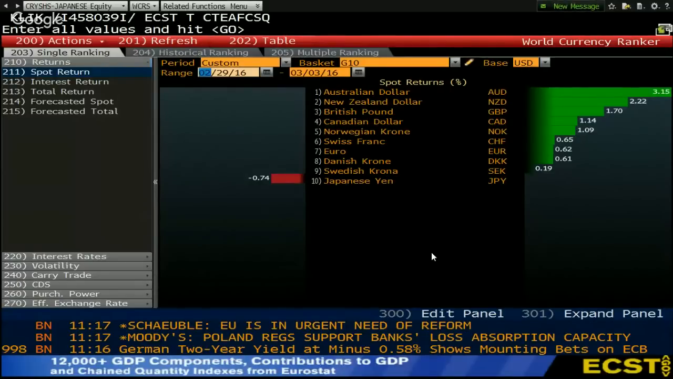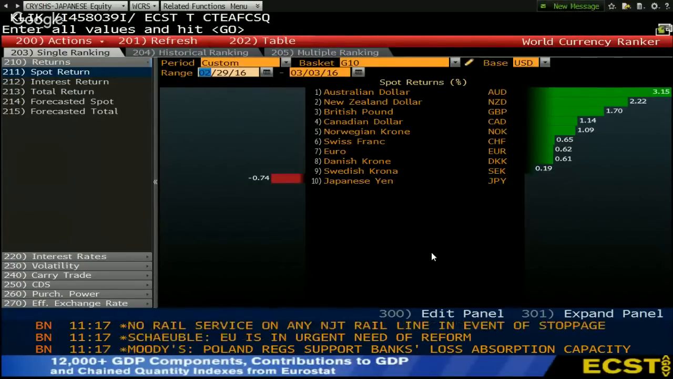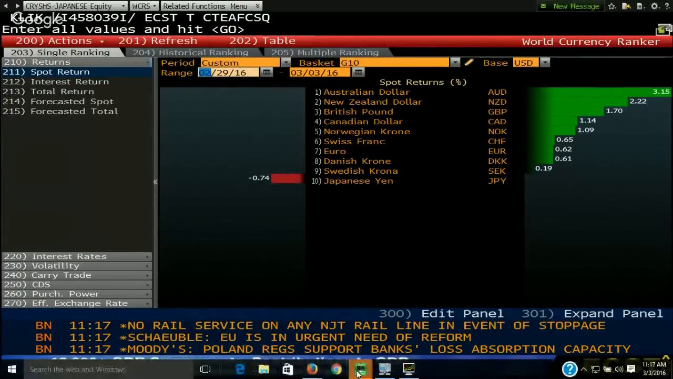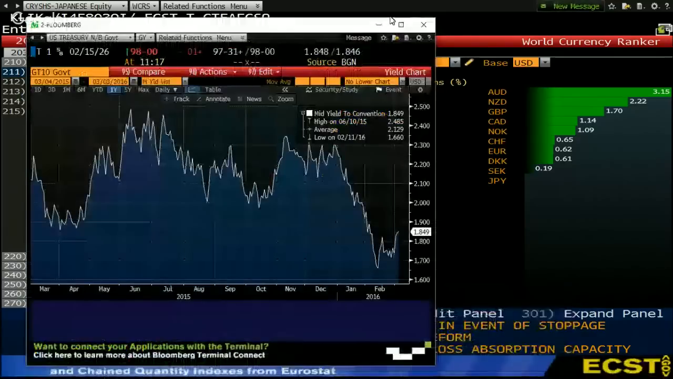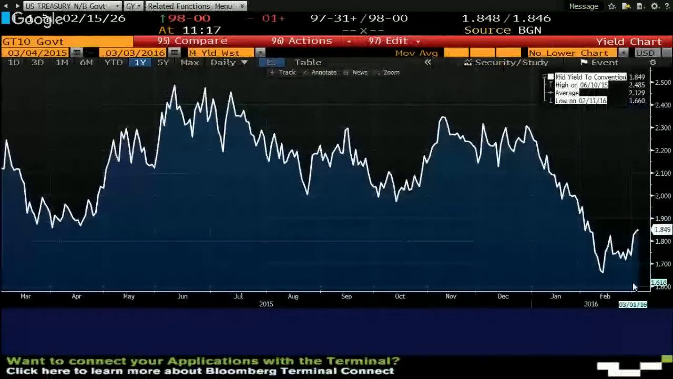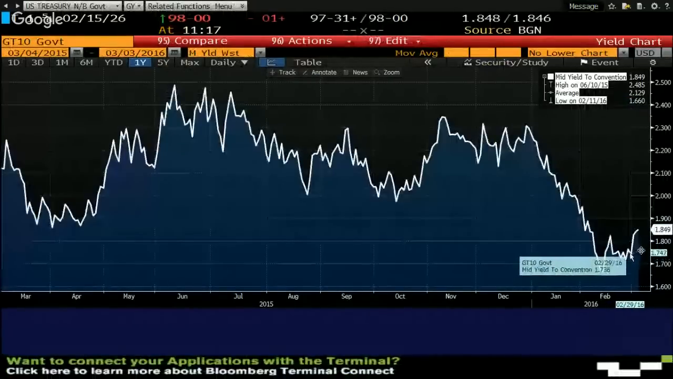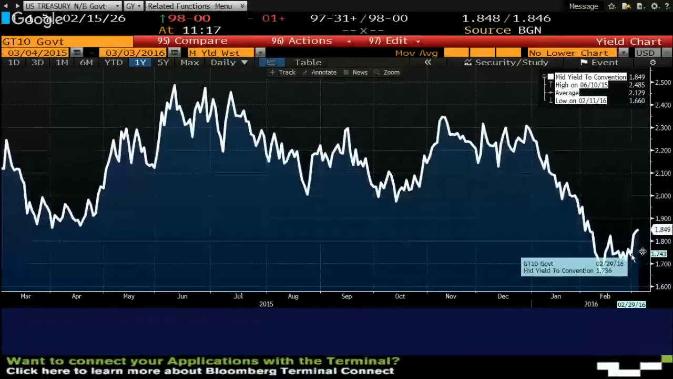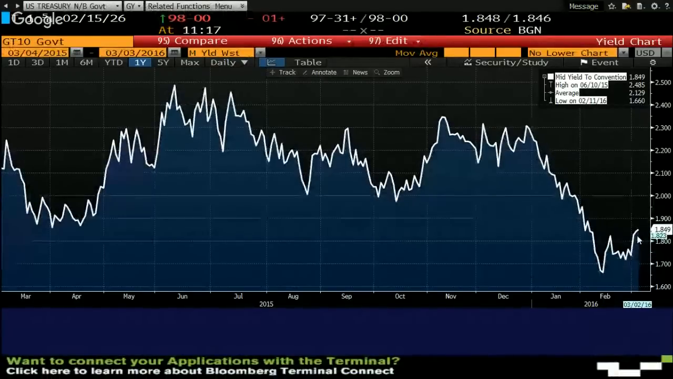What's really interesting about this move is a couple of things. First and foremost, if you take a look at this image that I was looking at earlier, which is the 10-year US yield spread, it's up about 10 basis points since the beginning of this week or the end of last week. So yields are up, which should be good for the dollar.